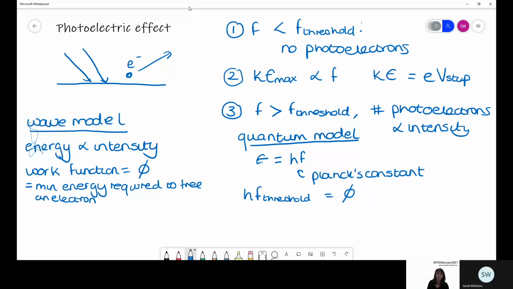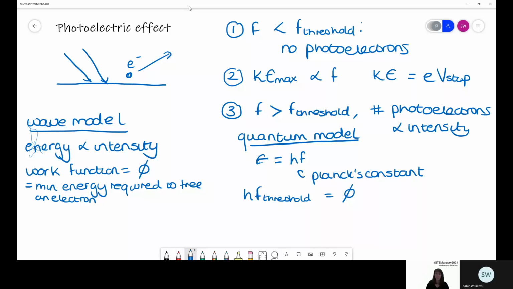So in the quantum model, a single electron will be emitted by a single photon being absorbed. So we assume they only absorb one photon at a time. So that means that if that photon has enough energy to overcome the work function, then it will escape. So the threshold frequency can be directly written in terms of the work function.